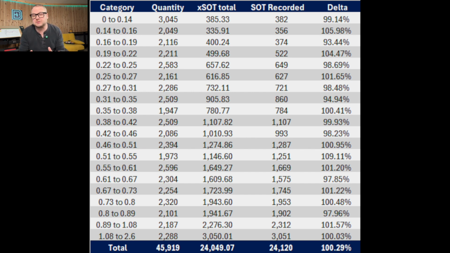It was 24,049 in total. And when we looked at how many there were, 24,120. That's accurate to within 100.29%. That's super accurate. Okay, it's not an accident that it is that accurate because of the way we optimize and calibrate the model over time.